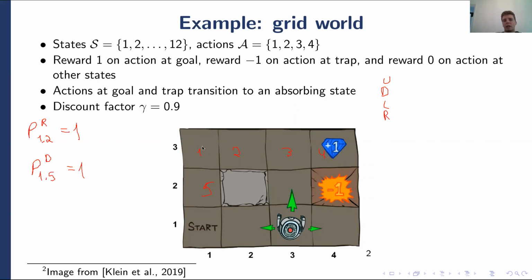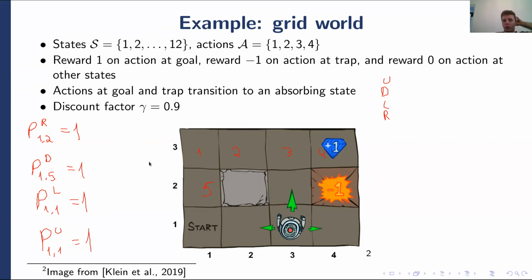Now, remember what I said happens when you take an invalid action from this state. For example, the agent will simply stay where it is. So how can we represent this? Well, we can say that the probability of the agent transitioning from state 1 to state 1 itself when it takes action left is 1, because every time the agent takes action left at this state, it's going to stay where it is. And the probability of the agent transitioning from state 1 to state 1 when it takes action up is also 1, okay?